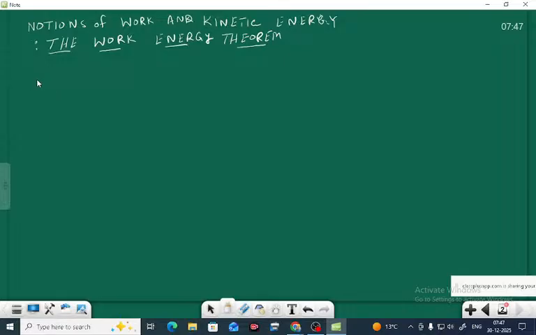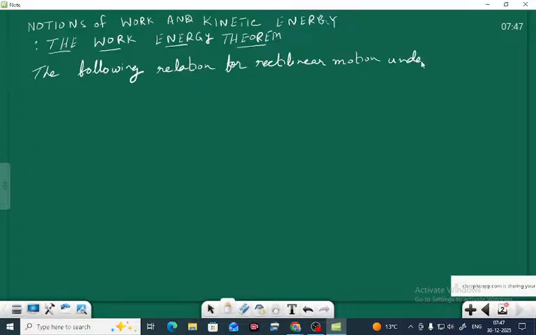We know that the following relation for rectilinear motion under constant acceleration will be v square minus u square is equal to 2a into s, right?